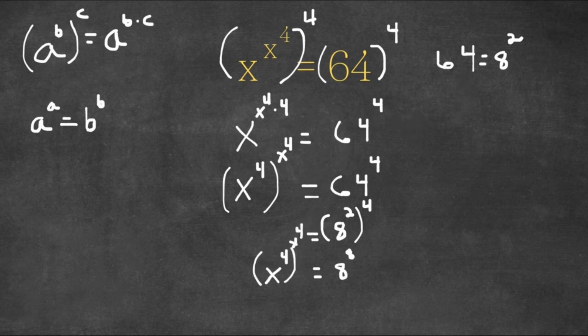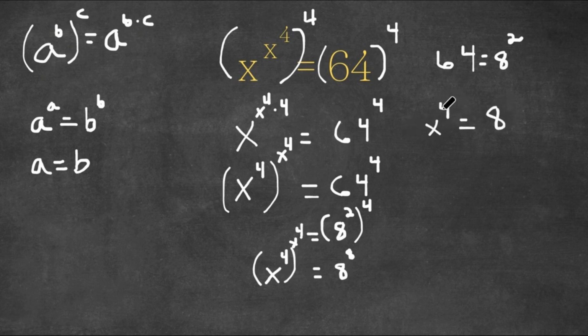Now we can say that if a to the power of a equals b to the power of b, a equals b, right? So if x to the power of 4 to the x to the power of 4 equals 8 to the power of 8, then we know that x to the power of 4 equals 8.